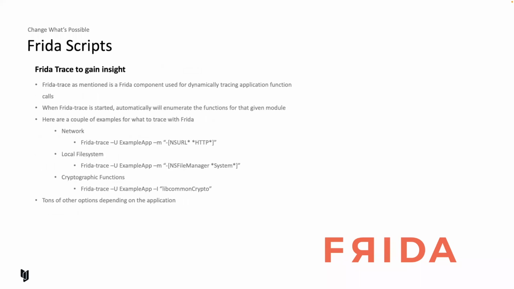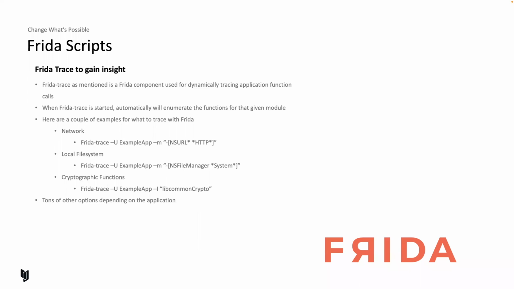Frida trace can be used heavily as another opportunity to gain additional insight into reverse engineering or to potentially leverage yourself to perform additional attacks. Frida trace is a component used for dynamically tracing application function calls. When Frida trace is started, it'll automatically enumerate the functions for that given module. Here are a couple of examples, just as some generic information. This isn't exhaustive by any means. You can use Frida trace to do a ton of different things, and it can be very customized depending on your application. But here are just some generic things you could do.